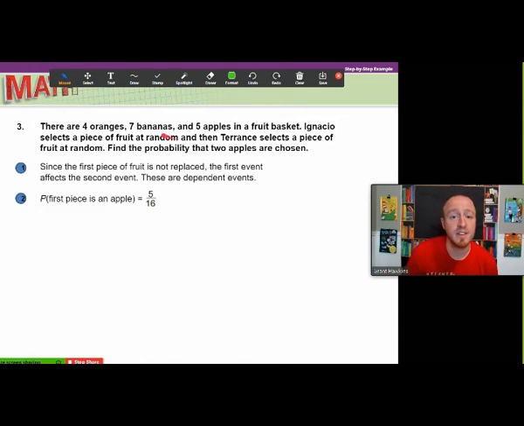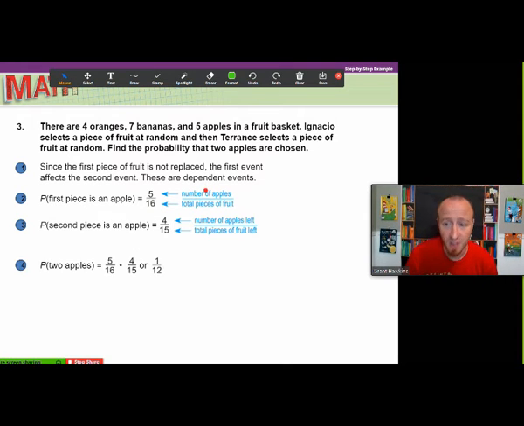If he gets one, well, then there are now only 4 apples, and there are now only 15 pieces of fruit. Right? Of course. Of course I'm right. I'm going to talk real hard like this.